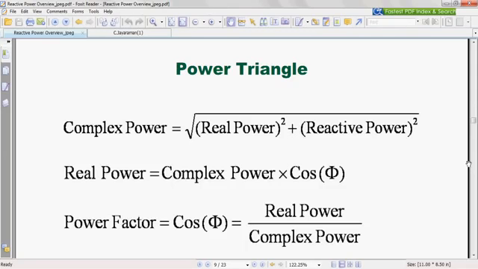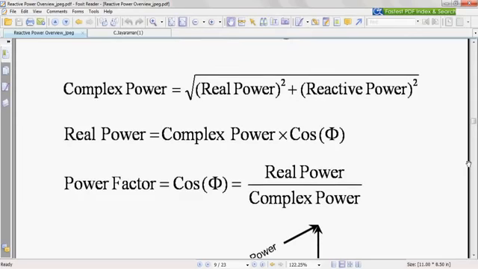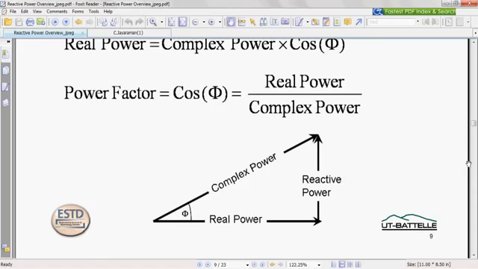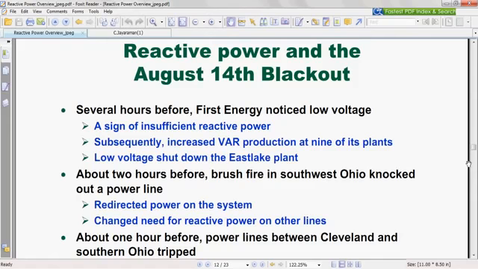Now let's have a look at the power triangle. You can find the magnitude of the complex power by the formula: square root of real power squared plus reactive power squared. The real power can be found by multiplying the complex power by cos phi, where cos phi is the power factor. You can find the power factor, cos phi, simply by the formula real power upon complex power. This is the complex power triangle, also known as the power triangle.